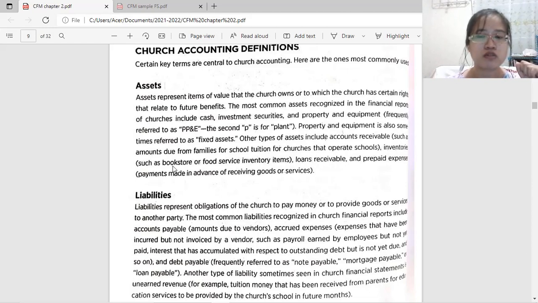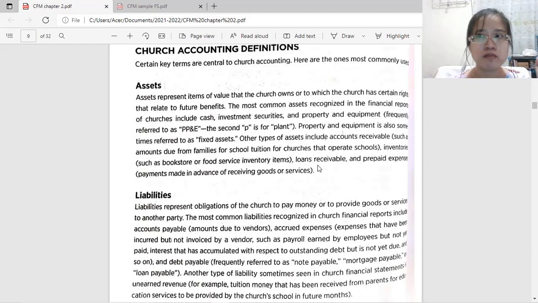And then we have inventories. So for churches, normally it's just office supplies, so that would be their only inventory. But for others which are operating a bookstore, the books for sale will be considered as inventory. And then if they are also providing food service, any food item that they have in the canteen or in the cafeteria would be considered as inventory items. Okay, so inventory items could either be for sale or for consumption or for use in the operations.